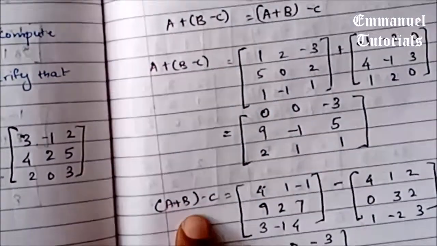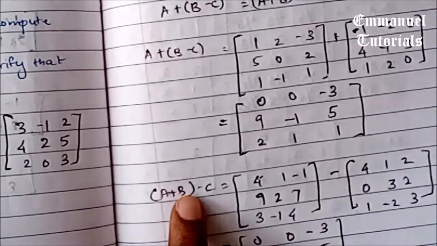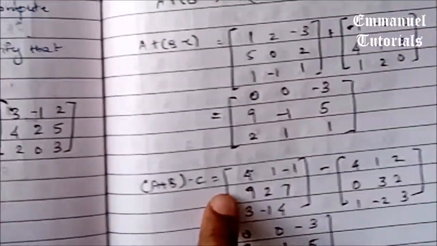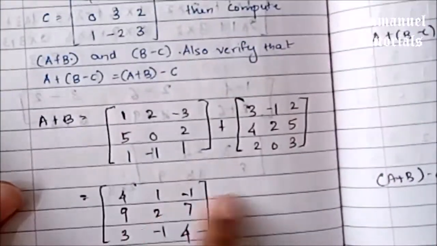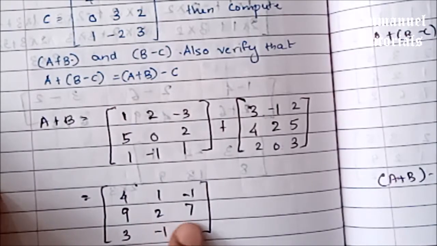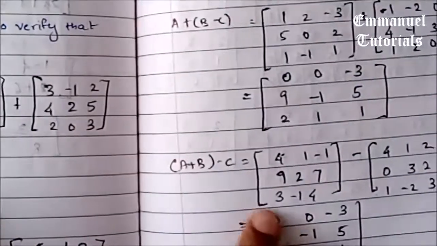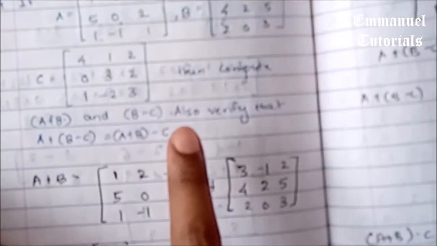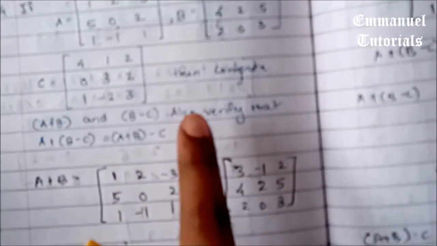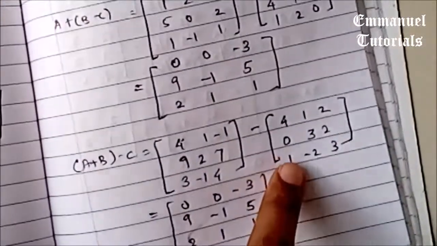Now we have to find the value of A plus B in bracket minus C. A plus B is this: 4, 1, minus 1, 9, 2, 7, and 3, minus 1, 4. That is what we have written. And C is 4, 1, 2, 0, 3, 2, and 1, minus 2, 3. That is what we have written.